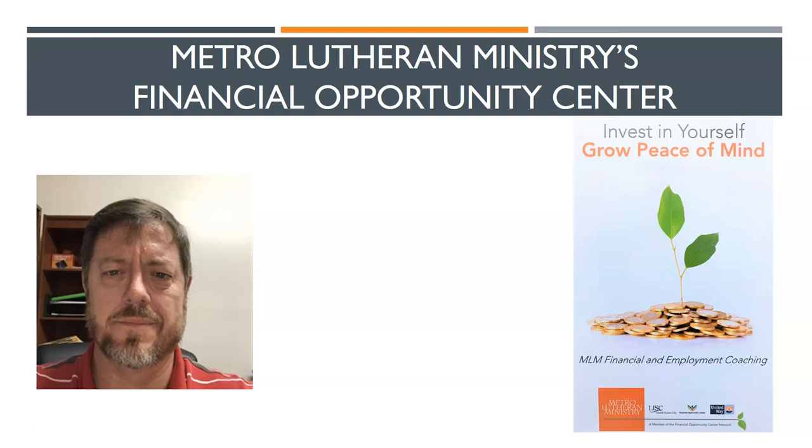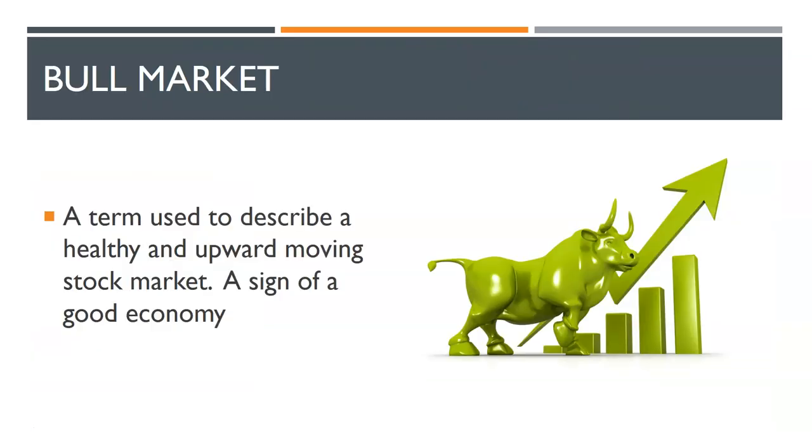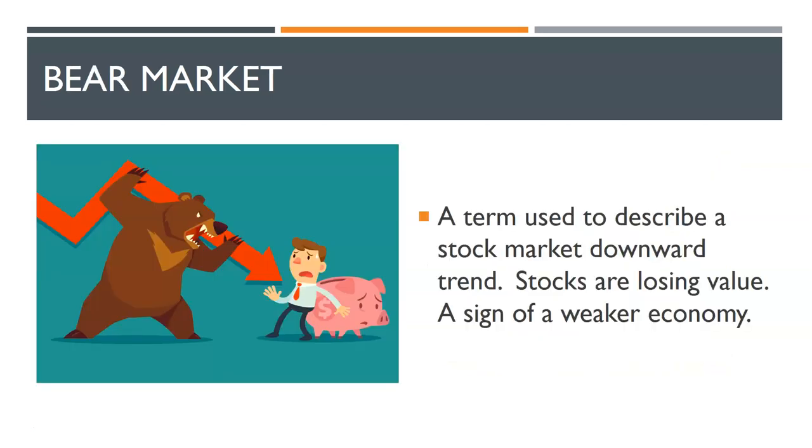Now, we often hear the first two phrases on the news, but many people get them confused. The first is a bull market. A bull market is just a simple term used to describe the stock market. It means that stock prices are generally moving up, and it's considered to be a sign of a healthy and growing economy. On the other side of the scale is a bear market. A bear market is marked by stocks trending downward or losing value. This is a sign of a weakening economy.